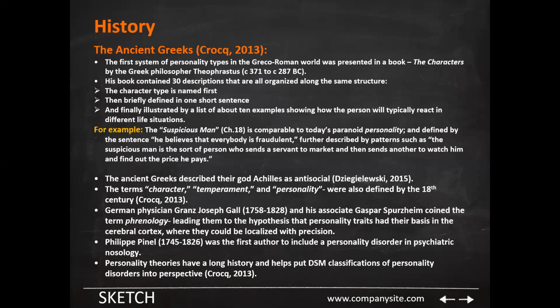Some other historic facts go back to ancient Greece, as they described their god Achilles as antisocial. The terms character, temperament, and personality were also defined already by the 18th century. German physician Franz Gall and his associate coined the term phrenology, I hope I'm pronouncing it right, leading them to the hypothesis that personality traits have their basis in the cerebral cortex where they could be localized with precision.